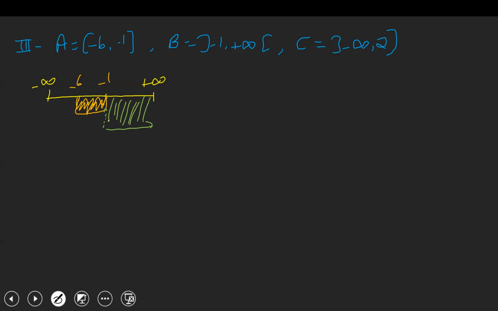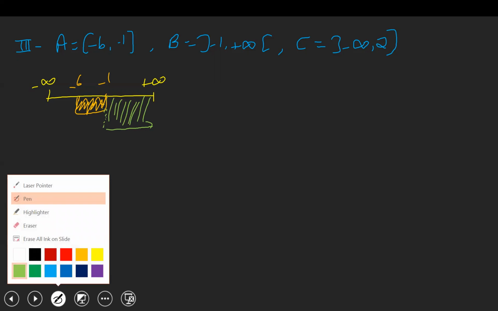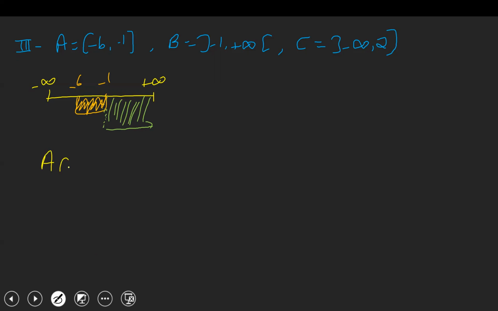Now, where's the intersection between the two regions? In fact, as you see, there is no intersection. A intersection B is equal to the empty set. No common elements between the two areas. The only possible common point, minus 1, is not included in B, so it cannot be considered a common element. What about the union? A or B, the set of all numbers in A or in B, which goes from minus 6 to plus infinity.